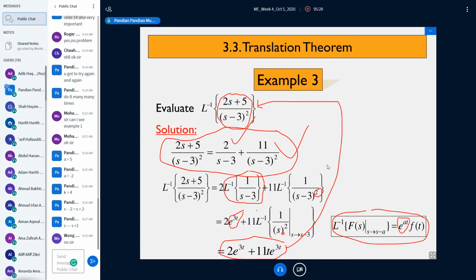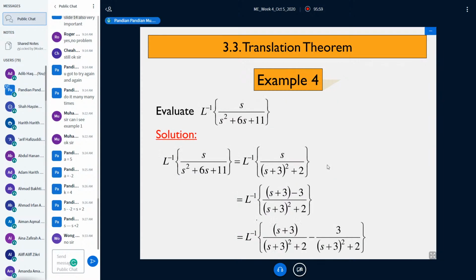Because this is, as I said, the matching s power 2, right? So s power 2, n plus 1, 2. So n factorial, 1 factorial, that is 1. So it is Laplace of t, Laplace of t power 1. So n is 1, so there is no effect on the factorial.